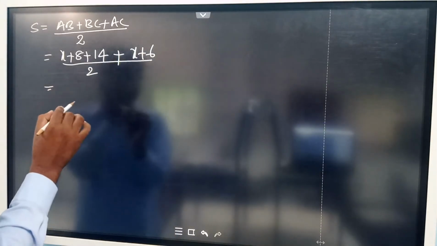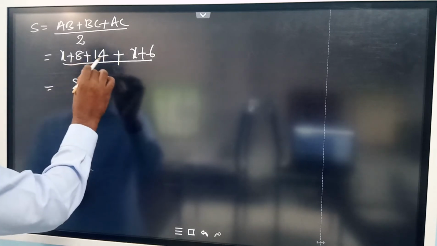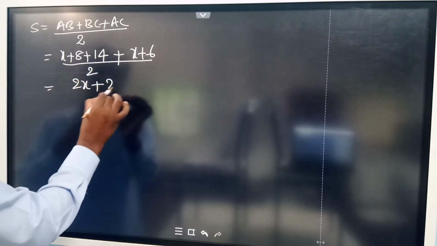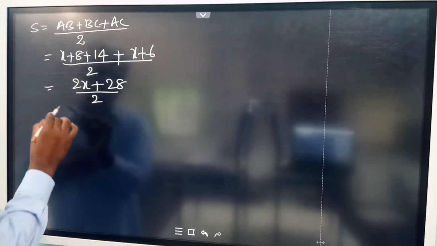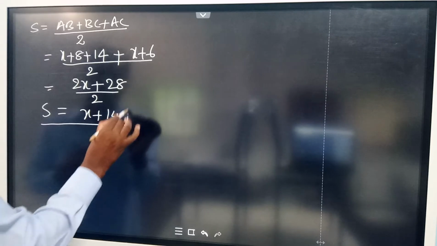Let us see now. x plus 6, 2x, then 14 plus 6 is 20, 28 divided by 2. If you divide this, it will become x plus 14. This is the S value.